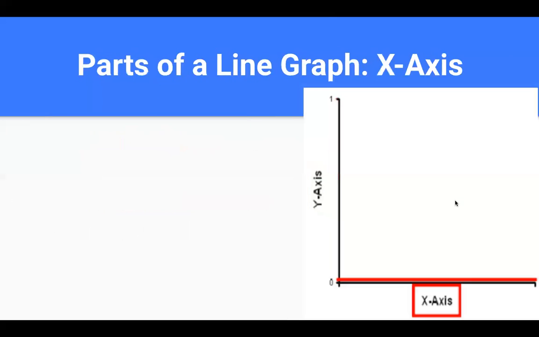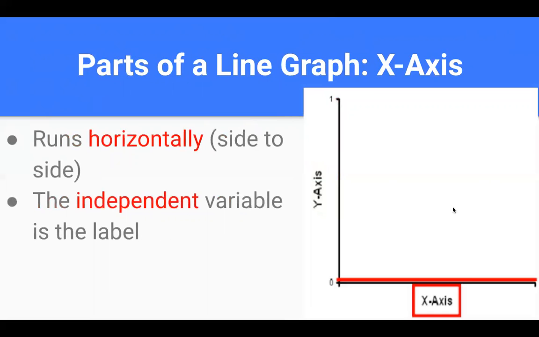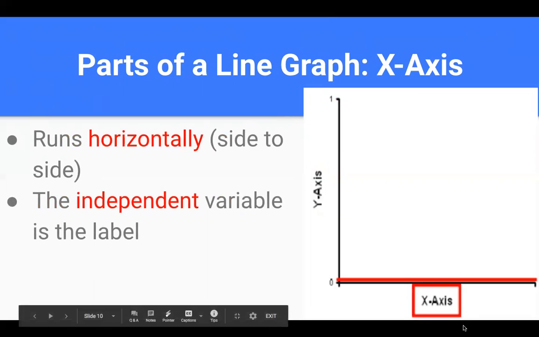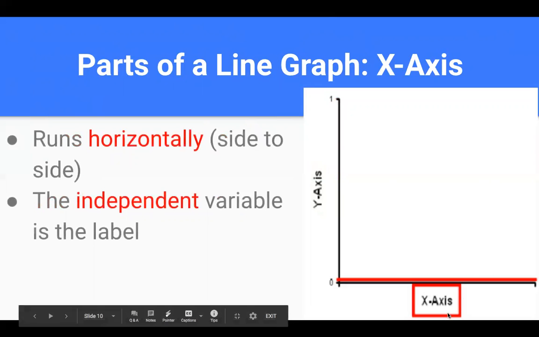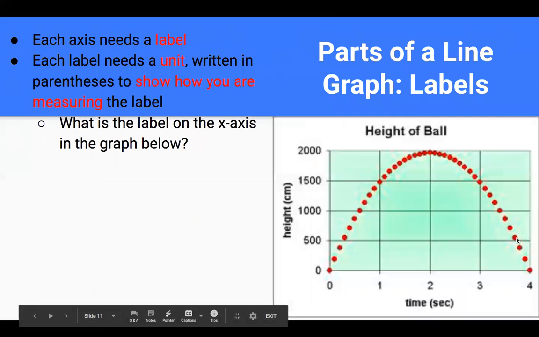If our y-axis title is the dependent variable, then our x-axis is the independent variable. This one runs horizontally or side to side. So again, thinking about the Alka-Seltzer lab, since our independent variable was the temperature of the water, that's what we were choosing to change trial to trial, that's what would be our x-axis label, the temperature of the water.